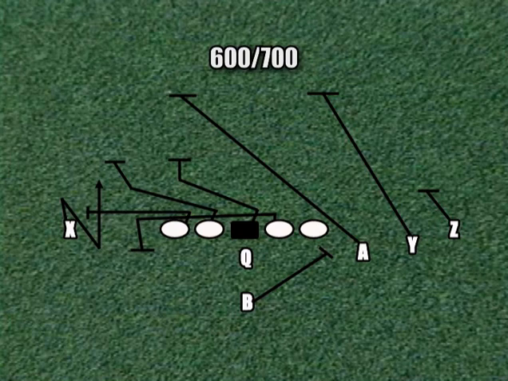Our next screen right here is 600, 700. 600 and 700 is a screen that we'll use mostly out of shotgun. We're going to flash fake the inside zone opposite of the direction we're going to throw the screen. Our play side tackle is going to come inside and then get back outside as quickly as he possibly can. This screen is really only good versus an off corner or a soft corner. It's very difficult to throw because you're trying to get an offensive lineman out on the corner if they have a hard corner.